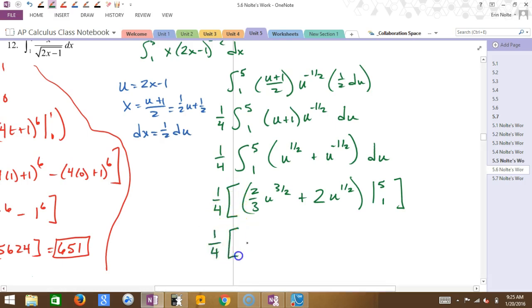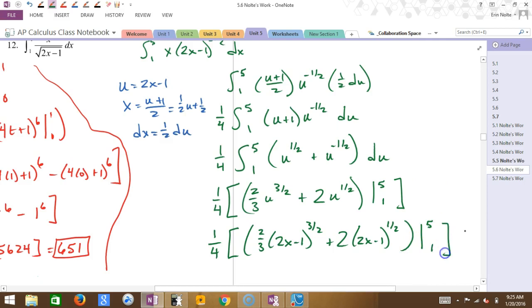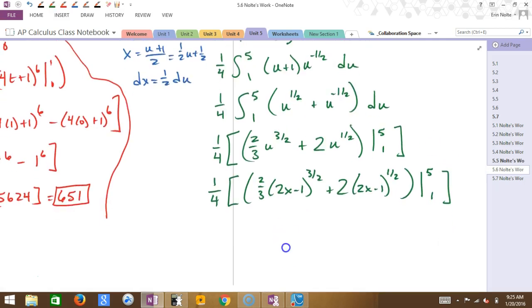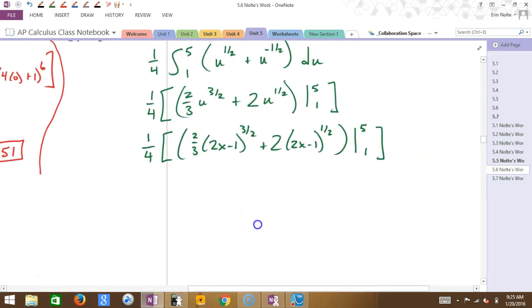Okay, good. So I'm going to plug that in. So I'm going to have 2/3, 2x minus 1 to the 3/2, plus 2, 2x minus 1 to the 1/2. I still have to plug that in. Okay, everybody good with that? Just plugging it back in.